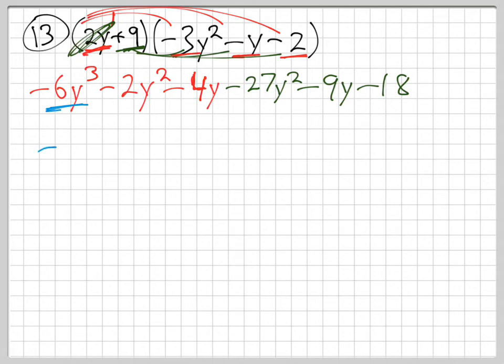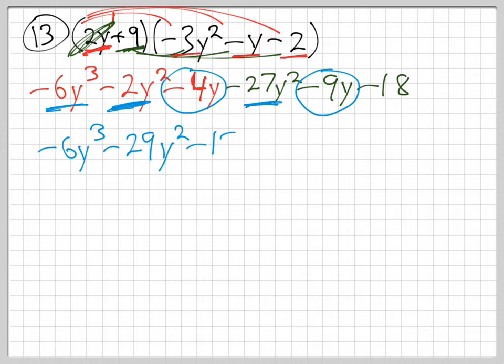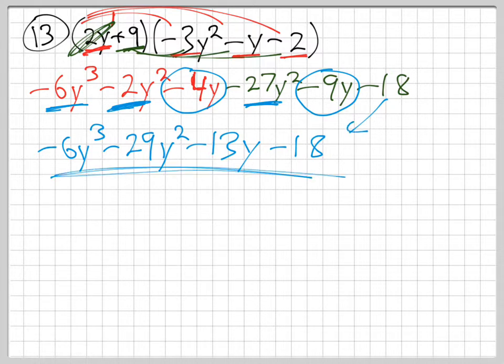So now let's bring down minus 6y cubed minus 2y squared minus 27y. Now the multiplying's over at this point, right? The parentheses have dropped. The multiplying's over. So now let's combine like terms. Minus 2 and minus 27 is minus 29y squared. Minus 4y and minus 9y makes minus 13y, right? If you lose $4, you lose $9, you lost 13. And then the minus 18 drops down. There we go for number 13.